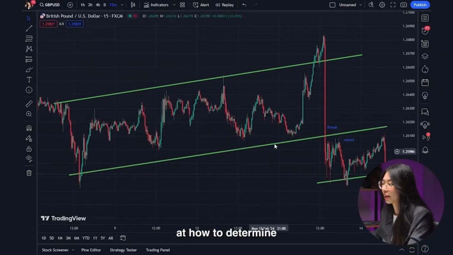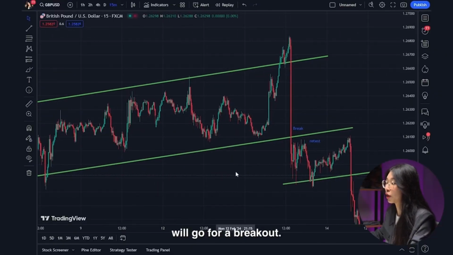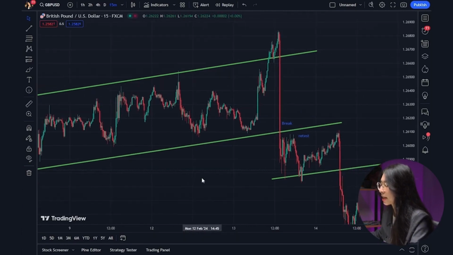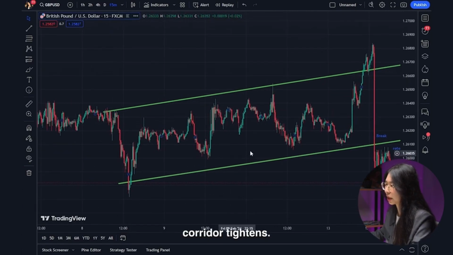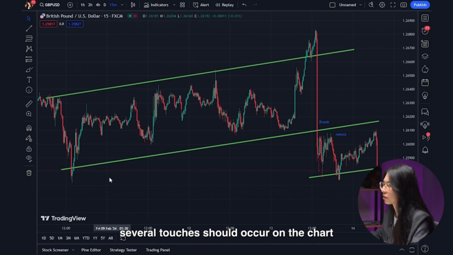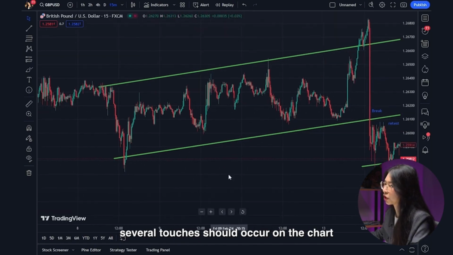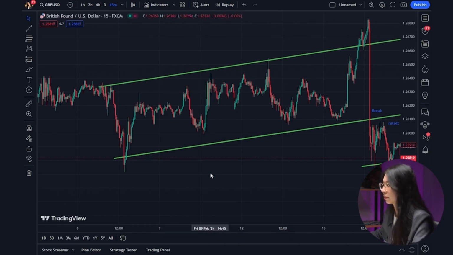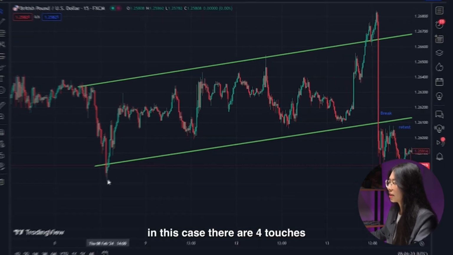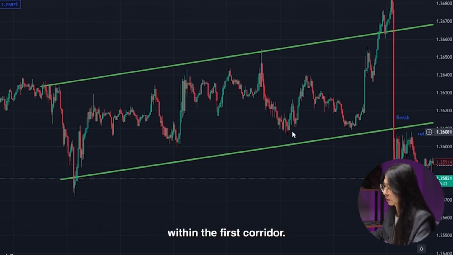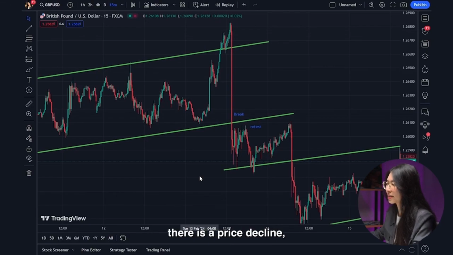Let's also look at how to determine when the price on the chart will go for a breakout. And that is when the break happens. Break mostly happens when the trading corridor tightens. That is, most often several touches should occur on the chart inside the trading corridor. For example, in this case there are 4 touches within the first corridor, and on the 5th touch there is a price decline.